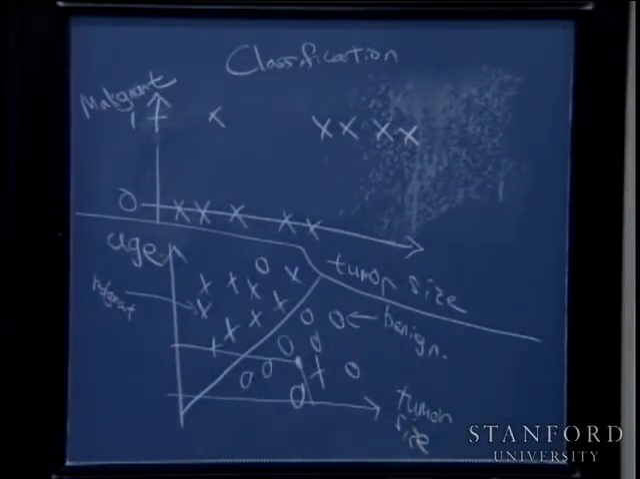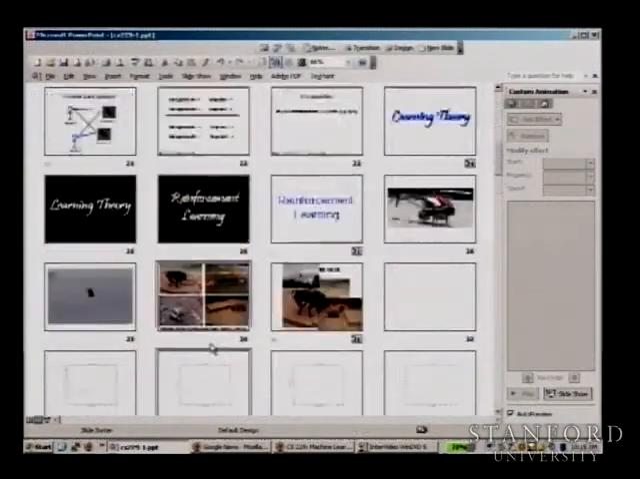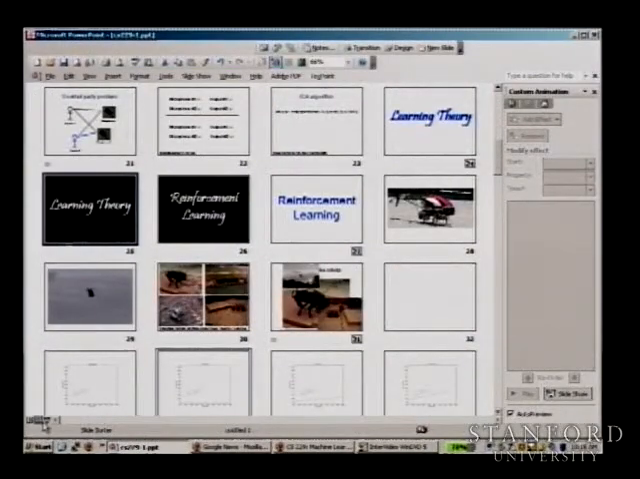So, let's see. Actually, I think. Well, so that was supervised learning. The second of the 4 major topics of this class will be learning theory.